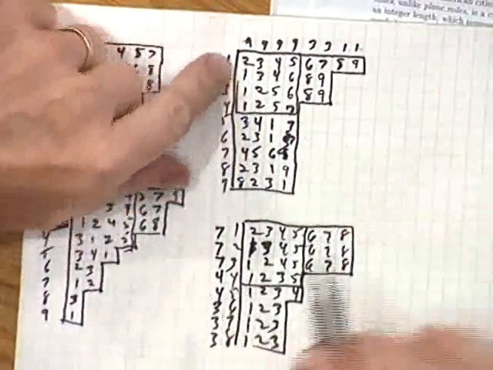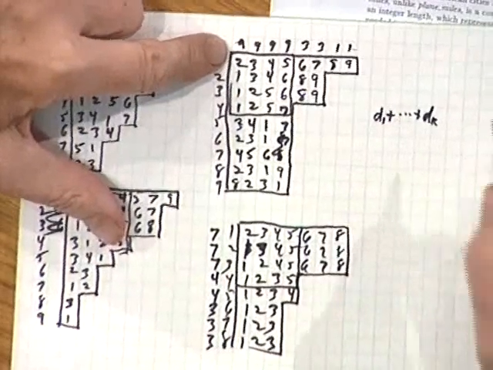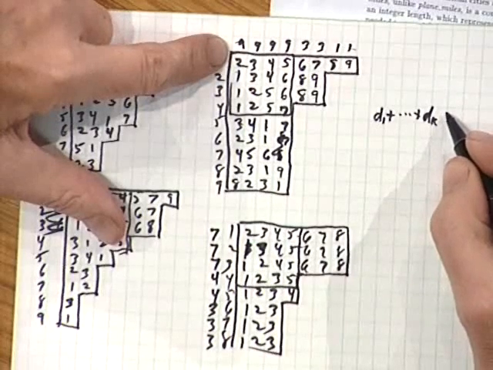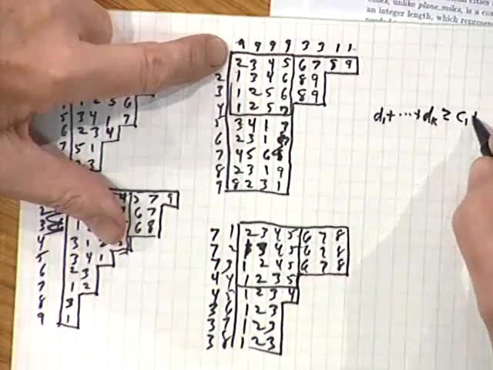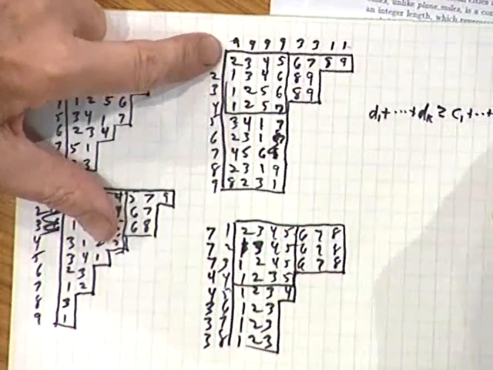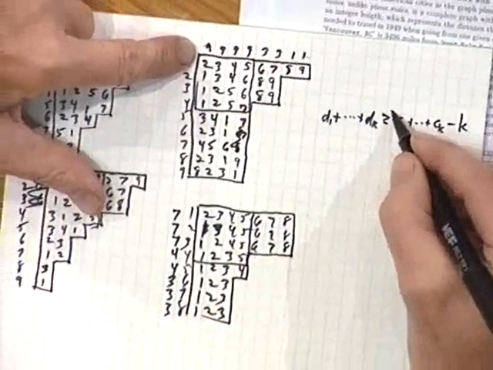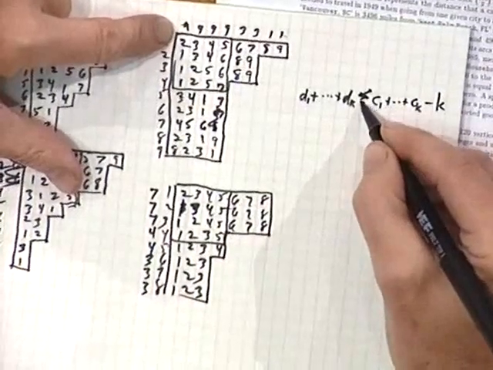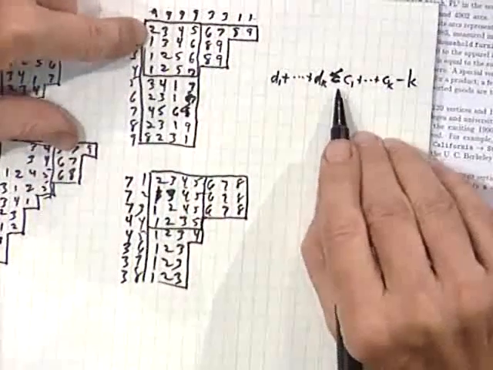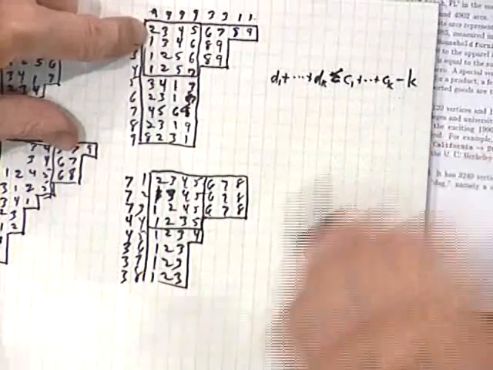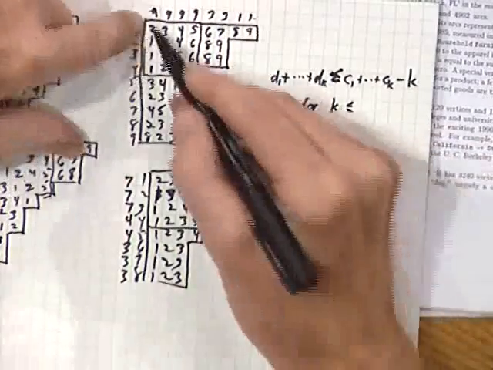And the rule is that you must have D1 plus ... plus DK has to be, let me see, C1 plus ... plus CK minus K, greater, I think it's this way. Yeah. The sum of the first K D's has to be less than or equal to the sum of the first K C's minus K, for K less than or equal to the size of the square.